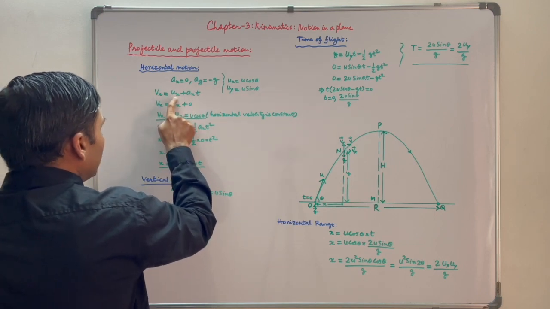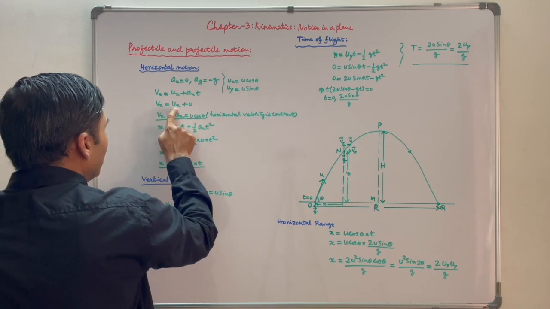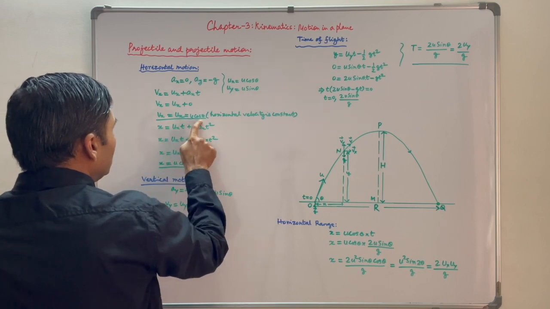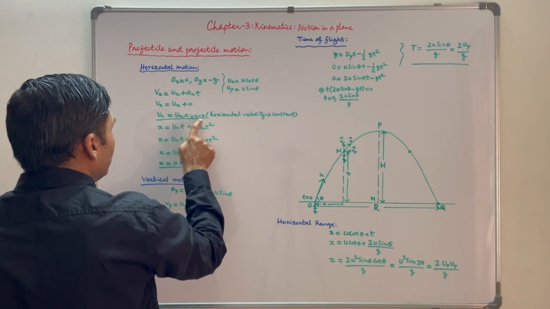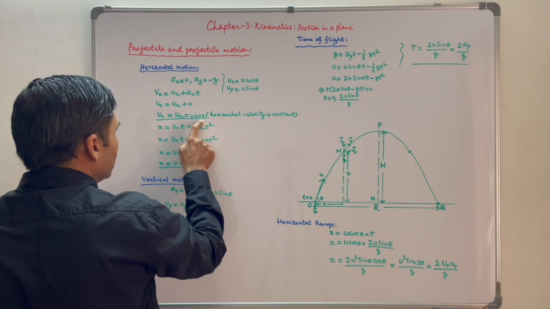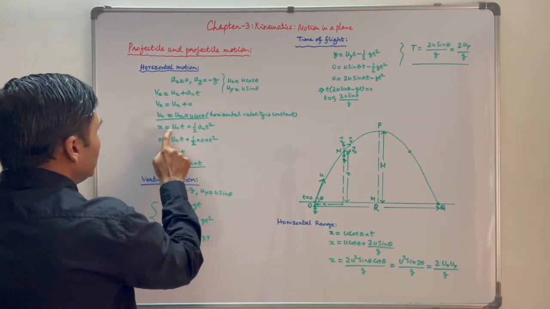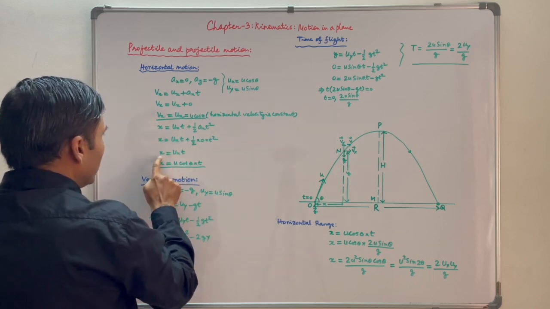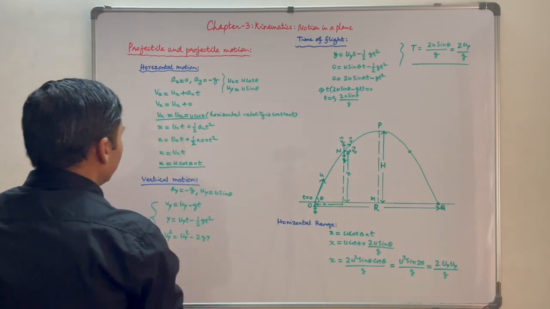Vx equal to ux plus axt. Ax equal to 0, so Vx equal to ux and ux equal to u cos theta. So Vx equal to u cos theta. It is independent of t. Means horizontal component of velocity remains constant, that is u cos theta, throughout the journey. Horizontal displacement x is given by uxt plus half axt square. Ax equal to 0. So x equal to uxt or u cos theta into t.